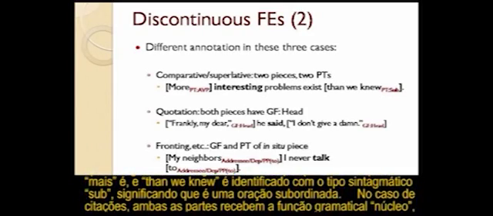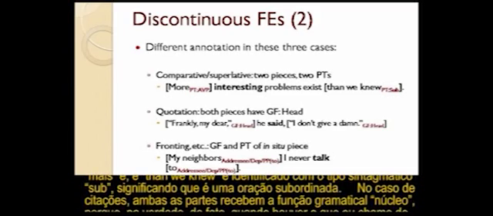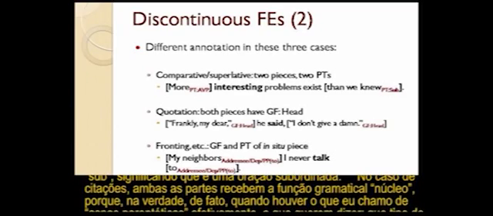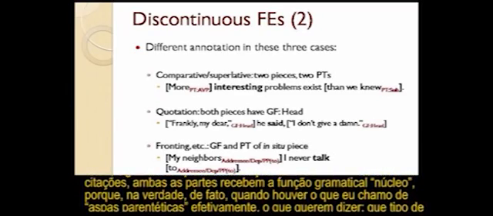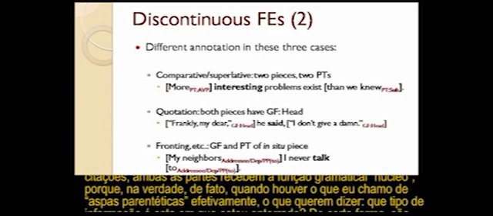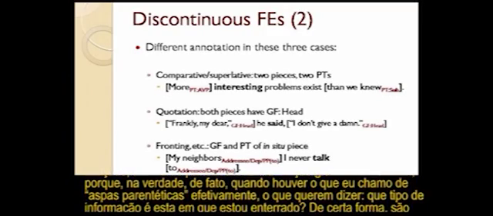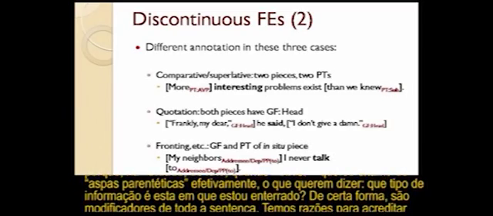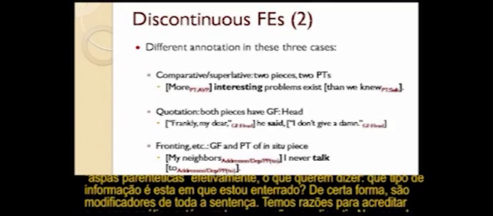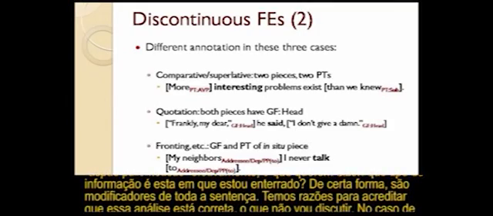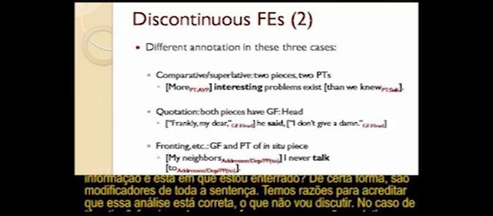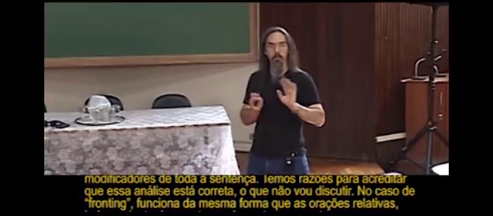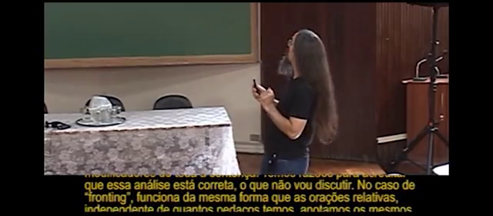In the case of quotations, both pieces are assigned the grammatical function head. Because actually, in effect, whenever you have what are called parenthetical quotative markers or parenthetical cognitive markers, effectively, all they're doing is saying what kind of information this is that I'm embedded in. So they're, in a way, modifiers of the whole sentence. And we have reasons for believing that that's the right analysis, which I won't go into.